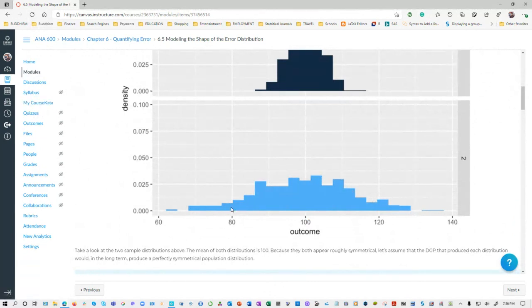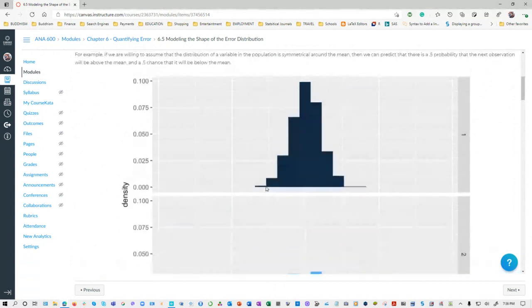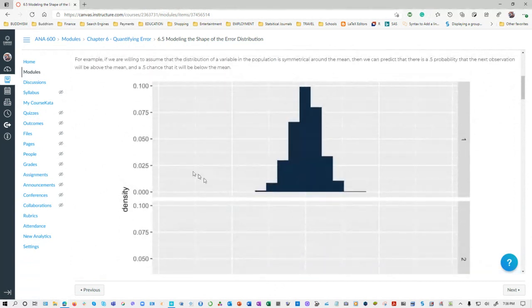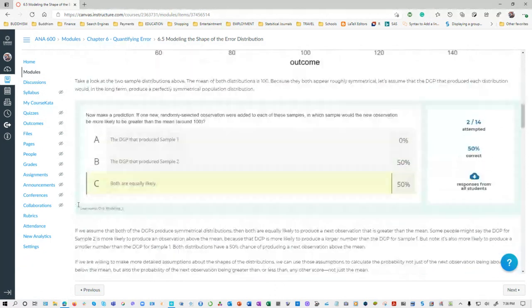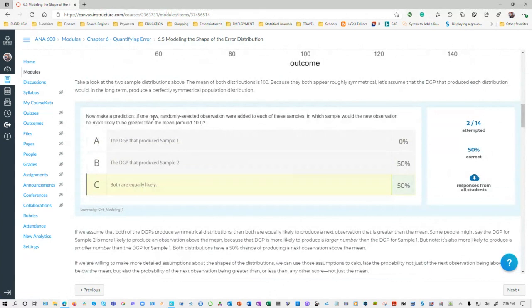These are sample histograms, but they believe the population has pretty much the same kind of shape. Now make a prediction. If one new randomly selected observation were added to each of these samples, in which sample would the new observation be more likely to be greater than the mean?